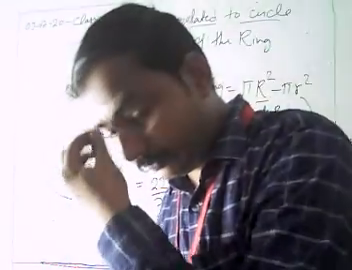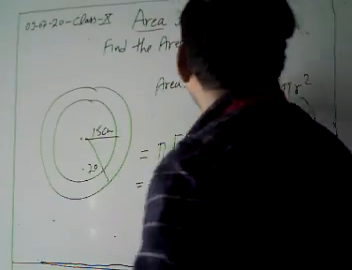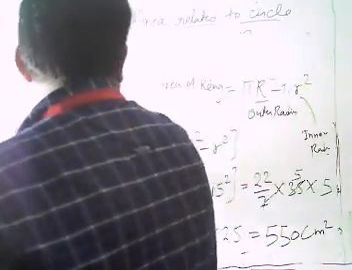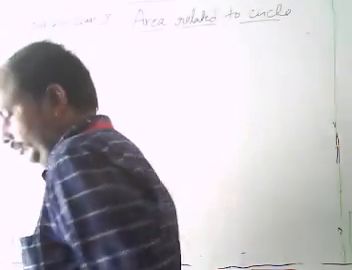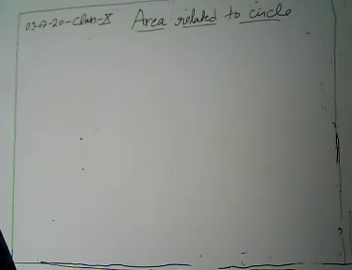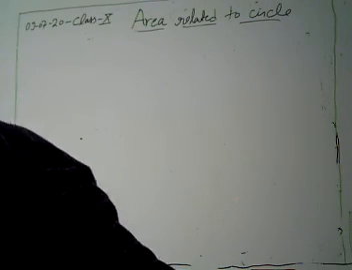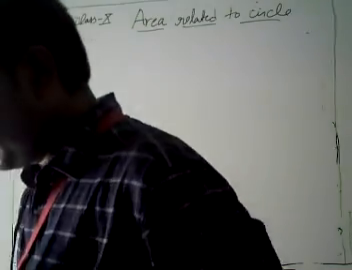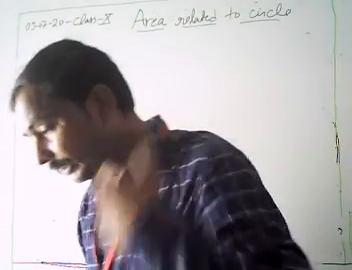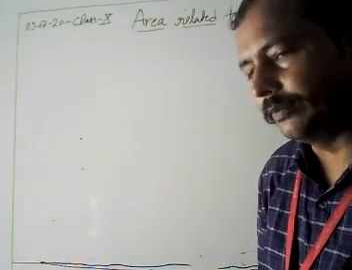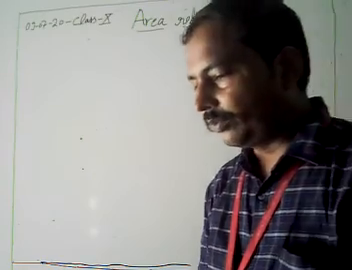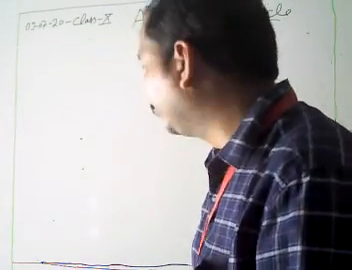Now we move on to our next problem. The area of the ring is 418 centimeter square. If the radius of the smaller circle is 6, find the radius of the bigger circle. Now, it's again an application based problem on the circular ring. What is given there? It's given the area of the ring.